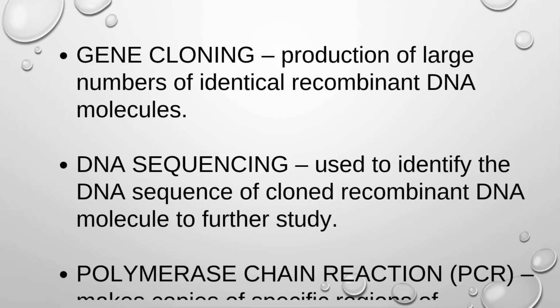Now, PCR, or the polymerase chain reaction, is a way to make millions of copies of a small piece of DNA so scientists have enough to study or test. It's like photocopying DNA over and over again. Okay? Now, in summary, gene cloning copies DNA pieces, DNA sequencing reads them, and PCR multiplies them quickly.